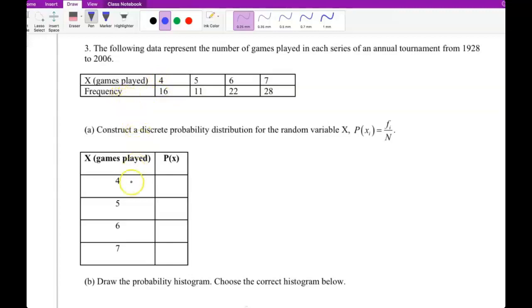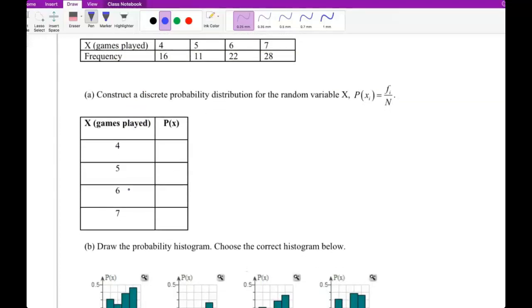We had this part before. For A, construct a discrete probability distribution for the random variable X. So on this column we have our X, which is exactly what we have here on top, 4, 5, 6, 7. And on this part, we should find probability of X. Okay, so first, find the sum of frequency. So adding these numbers.